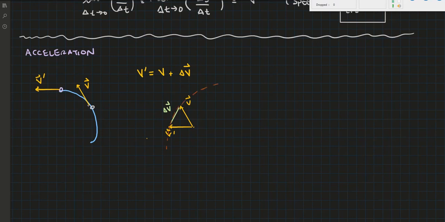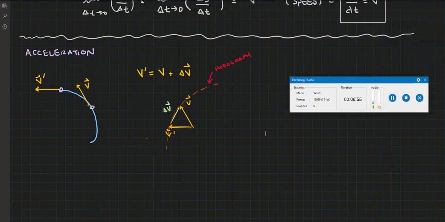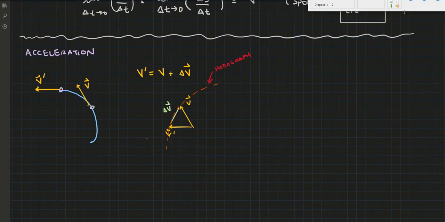has a special name. We call this the hodograph. So then our delta v over some time increment delta t equals our average acceleration, and we can get an instantaneous acceleration by taking the limit as delta t approaches 0.